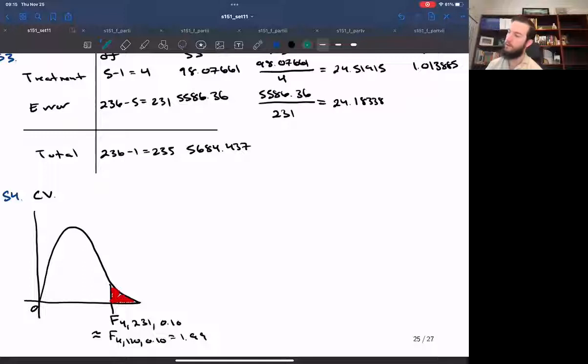And then our test statistic is 1.014. So you can see that this isn't going to make it into the rejection region. So we're not going to reject based off the critical value approach.